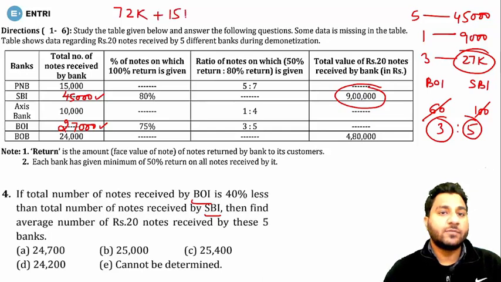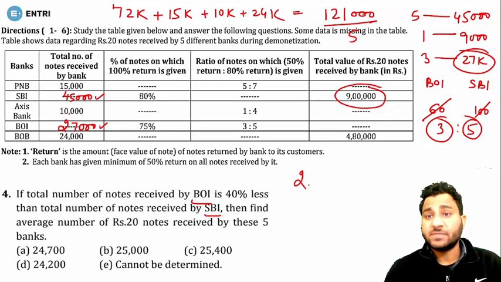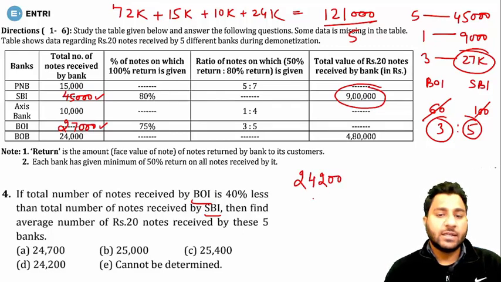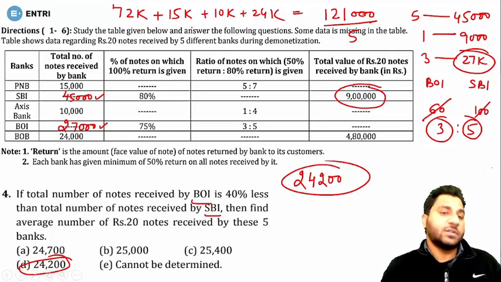So add 15,000, 10,000, and 24,000. Let's calculate it. 4, 5, 9, 9 to 11. Okay, 8, 9, 10 and 2, 12. So once you divide it by 5, you'll get the correct answer. 5 2s are 10, 5 4s are 20, 5 2s are 10. So it will be a clear answer of 24,200. So we have figured out this kind of question very easily.